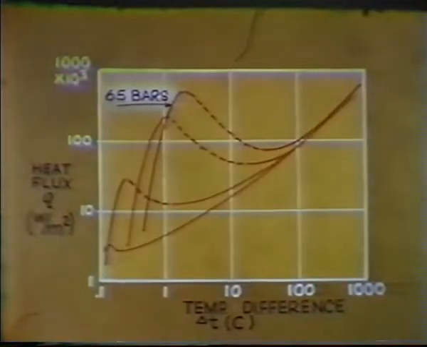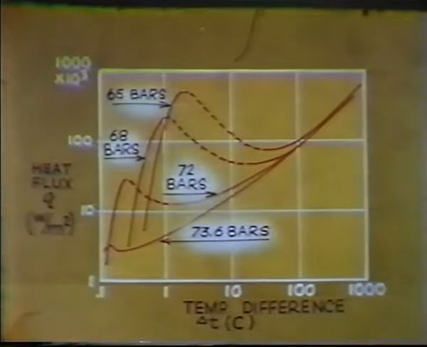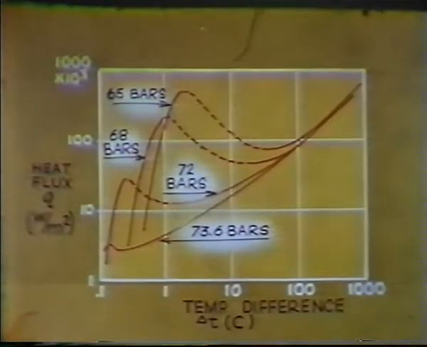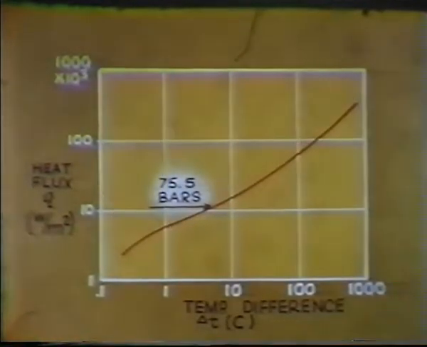As the pressure is increased, the burnout heat flux decreases, as does the corresponding temperature difference. This film shows boiling not only at 65 bars, but also at 68, 72, and 73.6 bars. At this last value, the system is nearly at the critical pressure of 73.8 bars. Also shown is single-phase natural convection at a pressure of 75.5 bars, well above the critical pressure of carbon dioxide. In the boiling photographs which follow, the pressure is maintained constant during each scene, while the heat flux is varied.